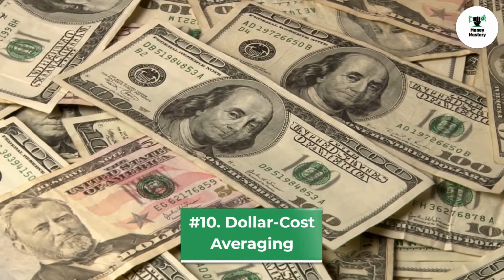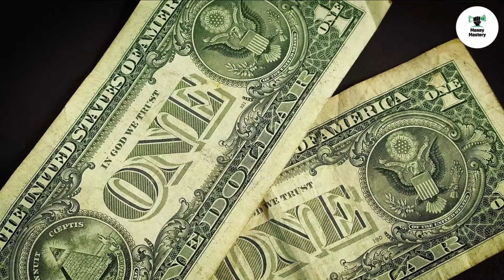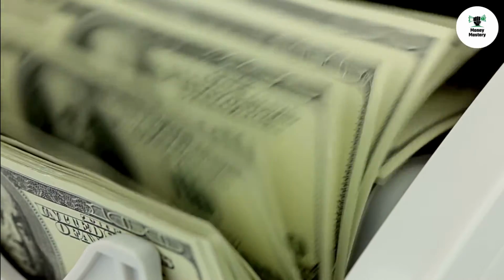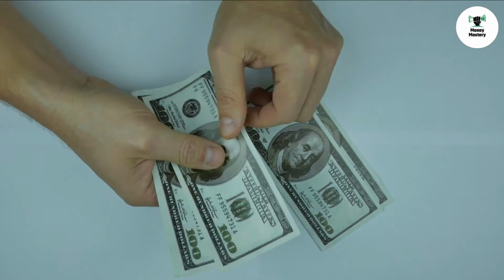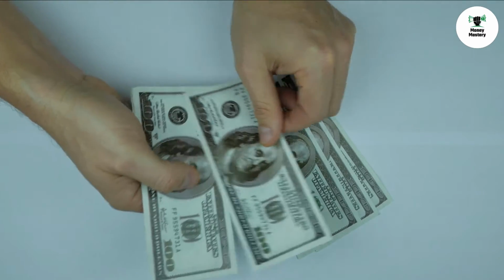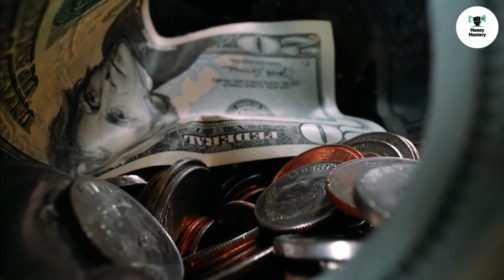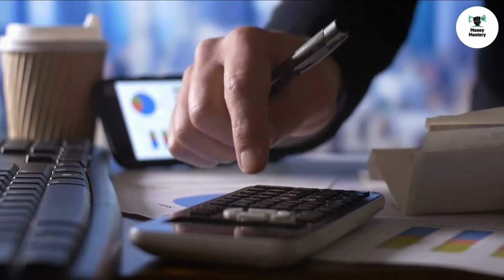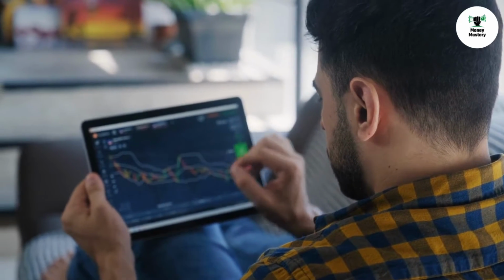Number 10. Dollar cost averaging. The method of adding money to your investments on a regular basis is called dollar cost averaging. You might decide, for instance, that you can invest $500 each month. Hence, regardless of the state of the market, you invest $500 each month. Instead, you might add $125 each week. You spread out your buy points by buying an investment on a regular basis.